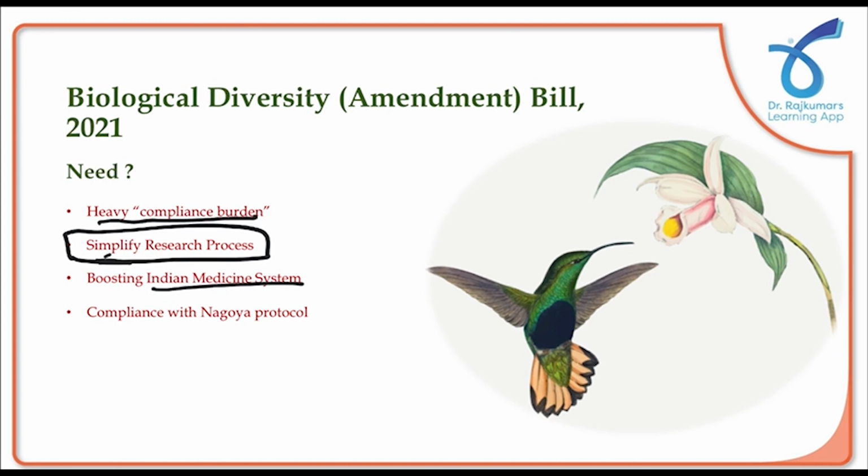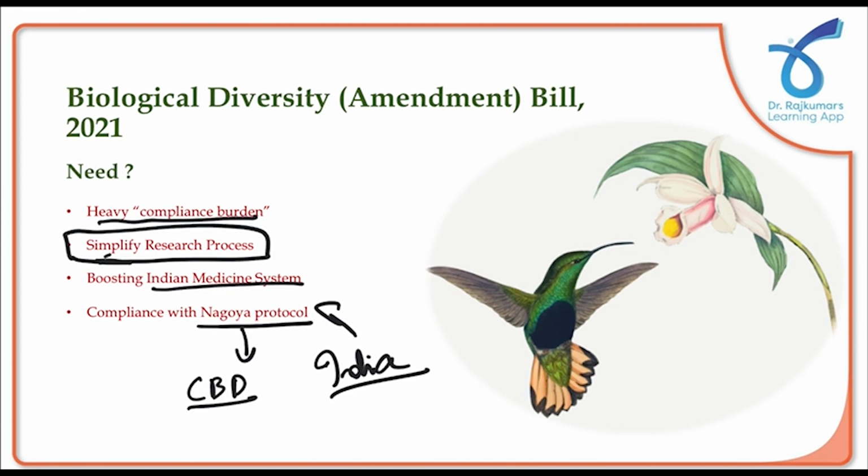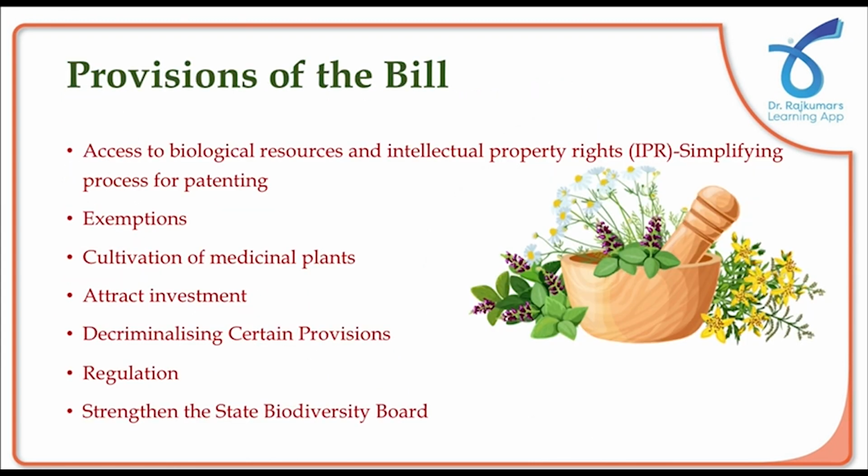So this bill, what does it do? It tried to comply with the Nagoya Protocol. This Nagoya Protocol forms the basis for all the conservation of biological diversity. It is an international agreement and treaty which sets the basis on how to conserve biodiversity. One more fact that you would like to remember is, India is a signatory to the Nagoya Protocol. Remember this part. So there was a need for a biodiversity amendment bill, right? And as a result, the government has come up with an amendment bill.